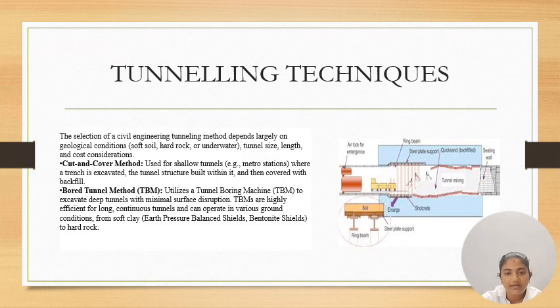Now the tunneling techniques. The selection of tunneling methods by civil engineers mainly depends upon the geological conditions, tunnel size, length, and cost considerations. The first method is cut and cover, used for shallow tunnels where the trench is excavated, the tunnel is built within it, and then it is covered with backfill. The bored tunnel system, or TBM, utilizes a tunnel boring machine to excavate deep tunnels with minimal surface disruption. It is highly efficient for long tunnels and can operate in various ground conditions.